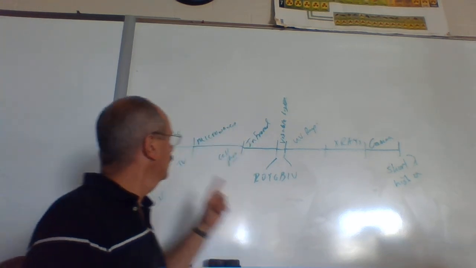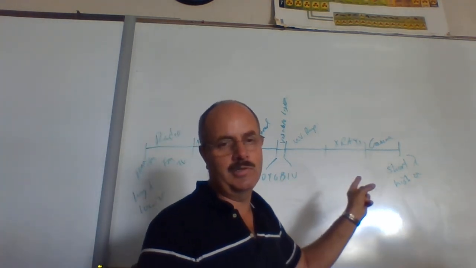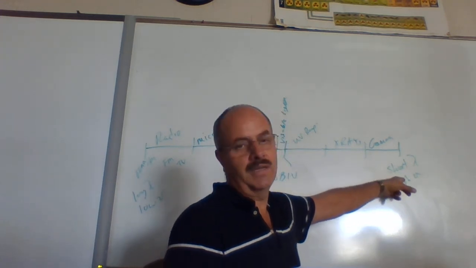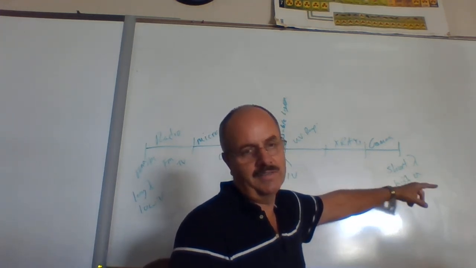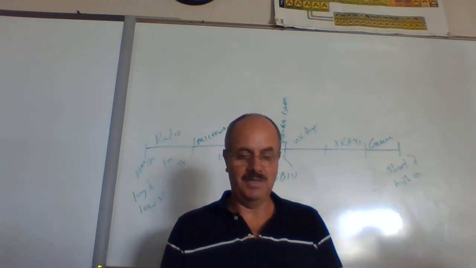So again, as we go from here, it's really long wavelength. As we work our way across, the wavelengths get shorter and shorter and shorter. So we get all the way over to here to have really, really short wavelengths and really, really high frequencies. Right? That's what the electromagnetic spectrum is.